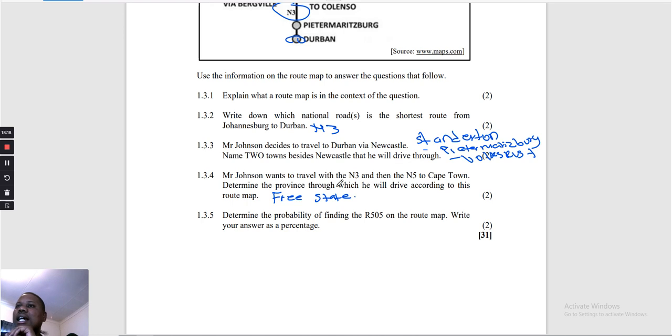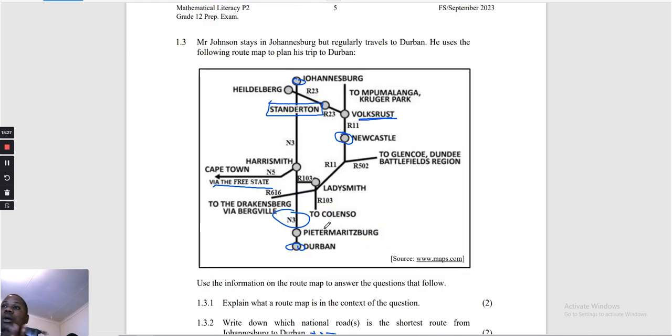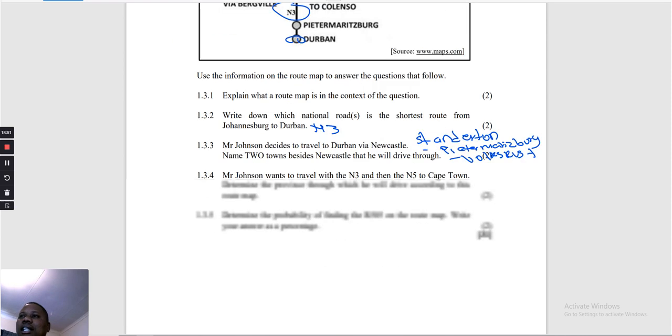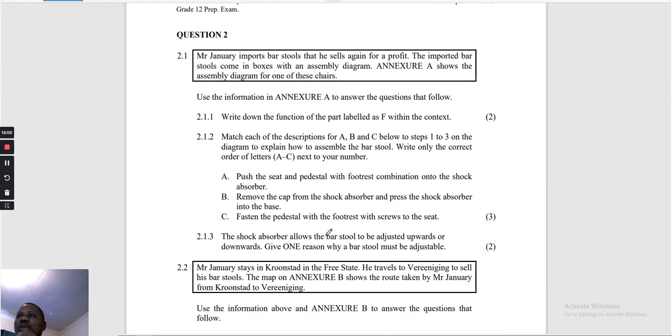Free State. Then now they say determine the probability of finding the R505 on the route map. Write your answer as a percentage. Let's look for the road that says R505. Do we see that road? Let's look for that road. I see R23, R23, R23, R111, R11, R505, R103, 616, 103. So we don't have it. So the probability as a percentage there is 0%. Okay. Then we move to question number 2.